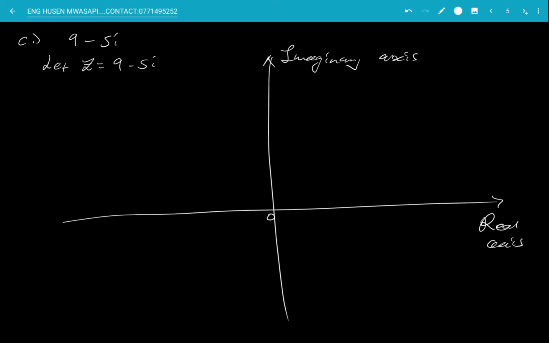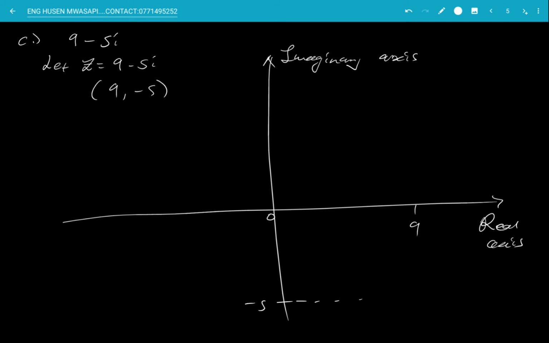So this is our center O, or 0 to be precise. In coordinate form, z is simply (9, -5). So I'm moving 9 steps on the positive real axis. So this is 9. And I'm moving -5 steps on the negative imaginary axis. So this will be -5.